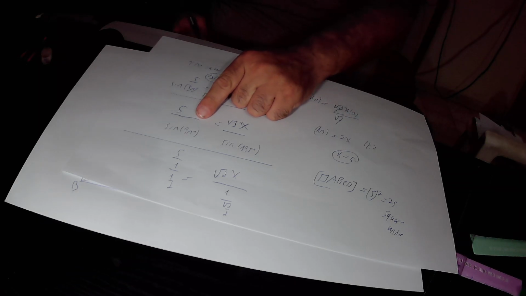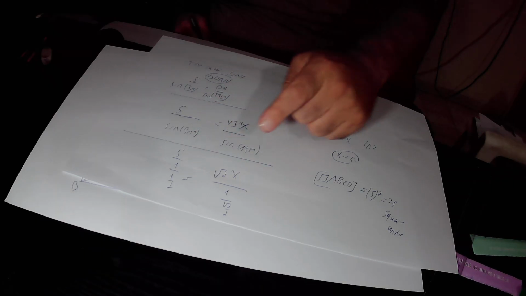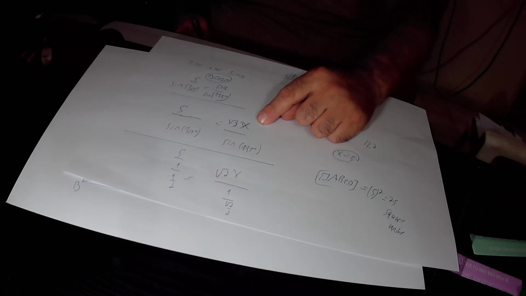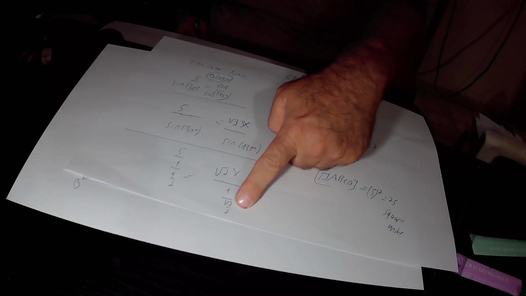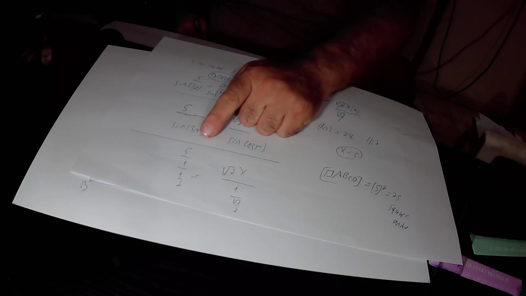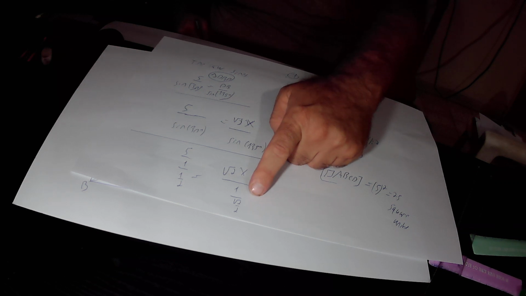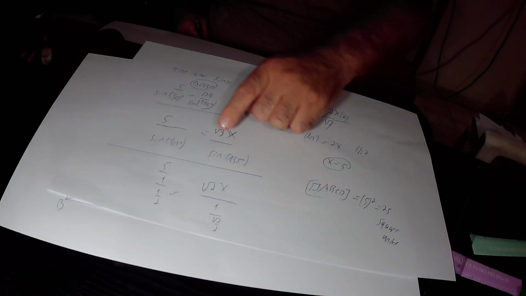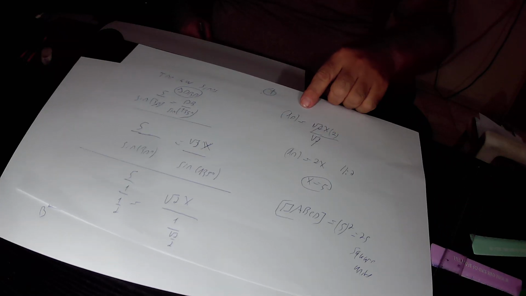Sine 30 degrees is 1 half, so on this side of the equation we have 5 over 1 half, and it equals the square root of 2 times x over sine 135 degrees. Sine 135 degrees equals the square root of 2 over 2. So in total, we found that 5 over 1 half equals the square root of 2 times x over the square root of 2 over 2. Here, 5 over 1 half is 10.